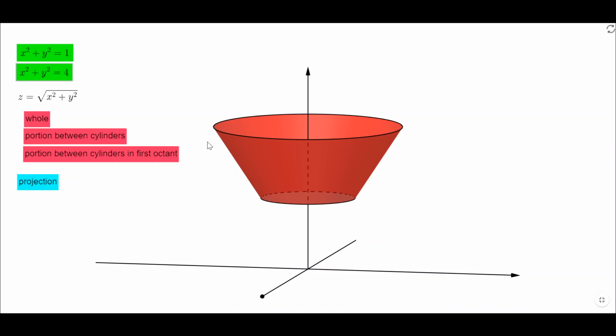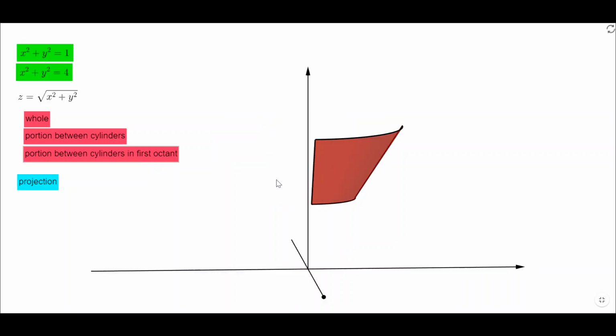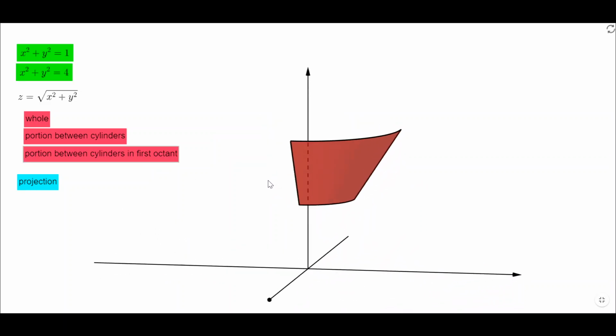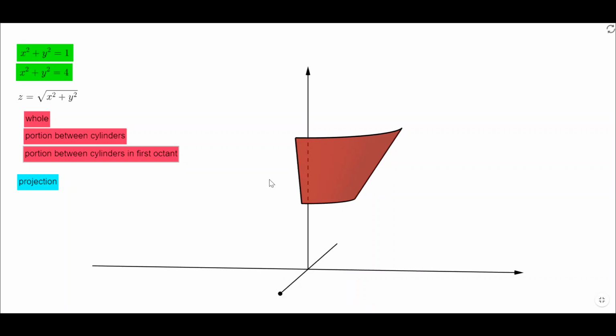So, ito na lang natira. Tapos, sabi, yung portion lang daw in the first octant. So, further cutting the surface, ito na lang yung matitira, yung portion na nasa first octant. Yan. So, we have the sketch of the surface that we are trying to find the area.